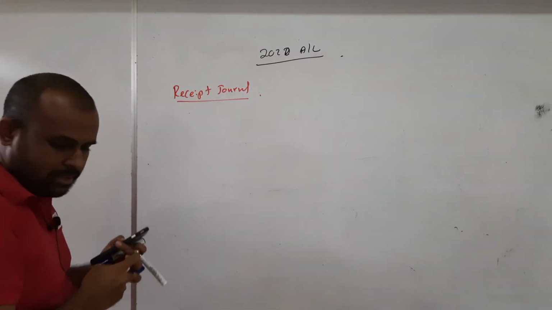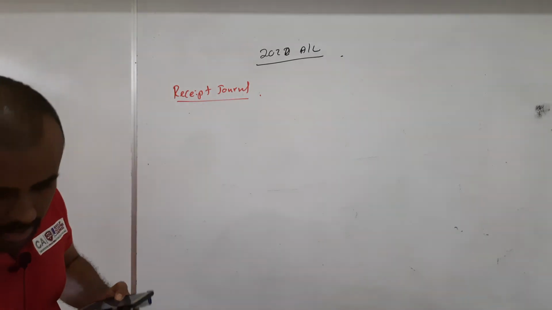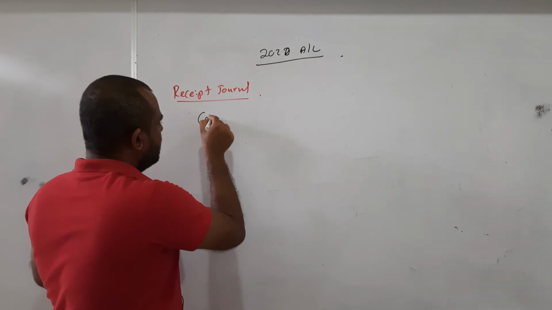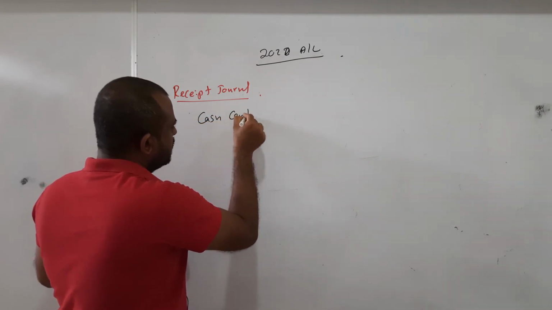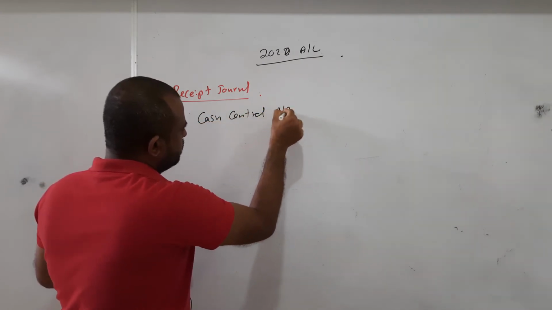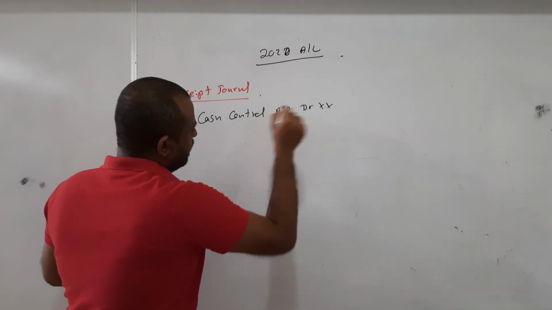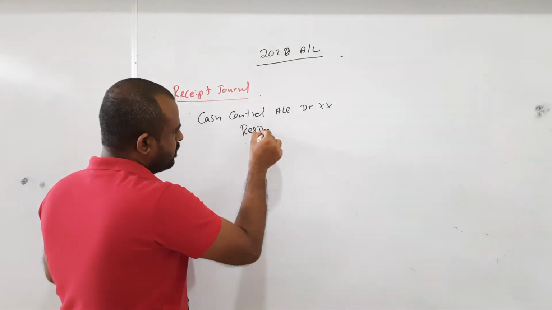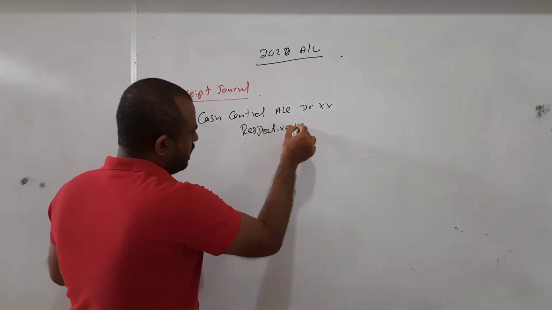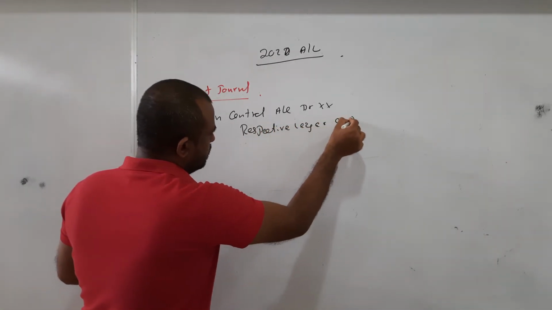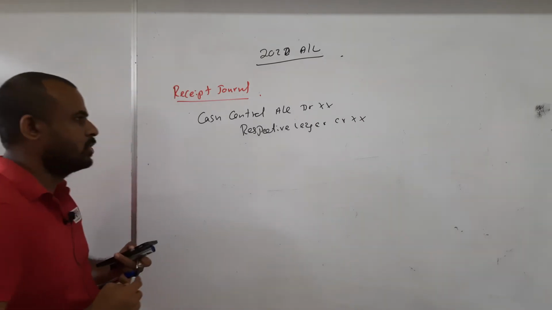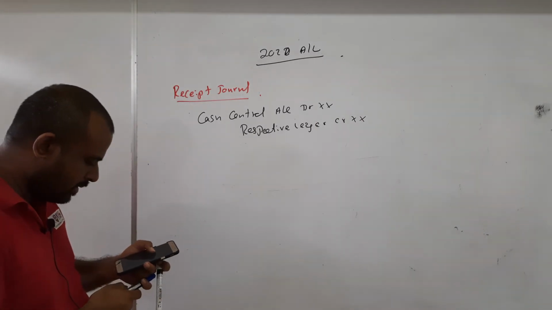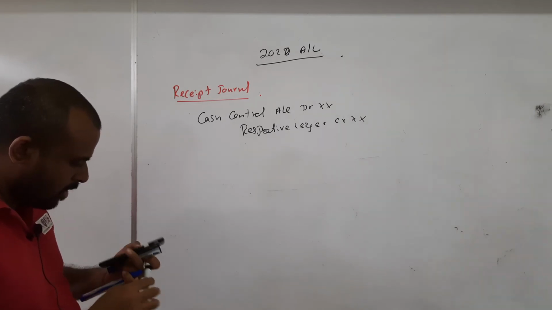How do you record the total of the receipts journal? Total cash receipts will be debited to the cash control account and credited to the respective ledger accounts. What next? Total of the discount allowed column in the receipts journal.